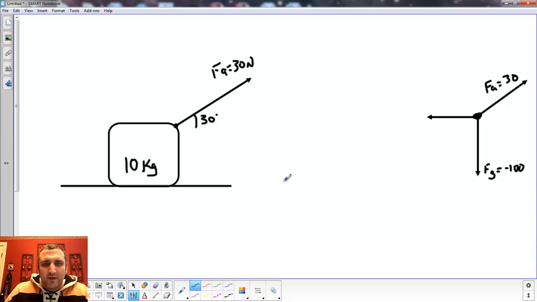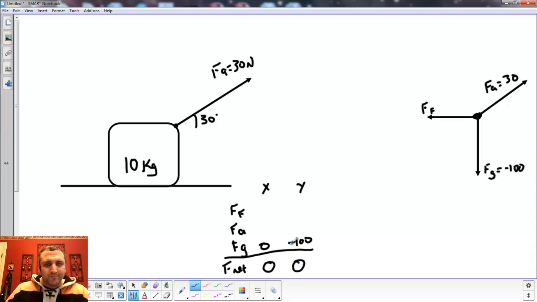So my suggestion, another XY chart. Let's go with our three forces. This guy's going to be friction. So force of friction, which we don't know. Force applied, which has both X and Y components, so we're going to have to resolve those. And Fg, which is negative 100 in the Y and 0 in the X. And we know we're going to add all these together. Net equals 0 and 0. Again, these are called statics because they're not accelerating. And sometimes statics don't move.